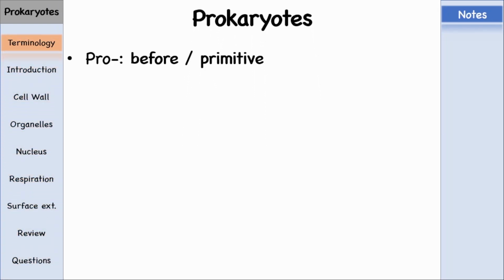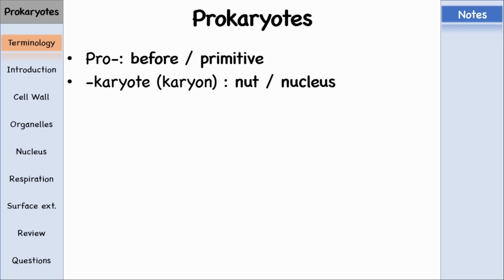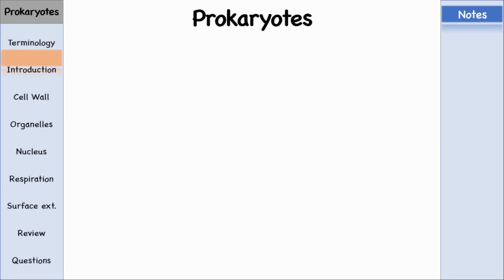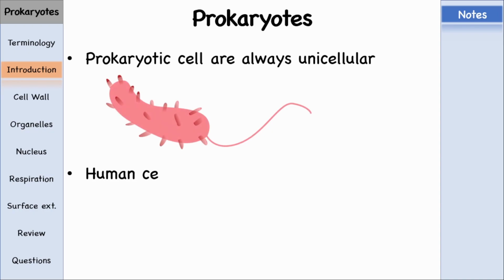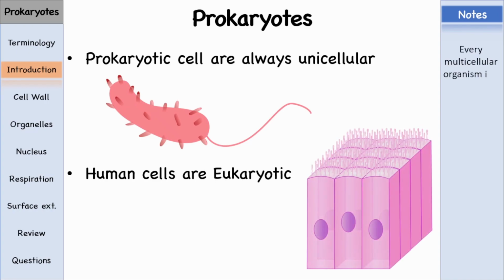Prokaryotes. The term prokaryote comes from Greek. Pro means before, and karyon means nut or nucleus. Human cells are eukaryotic, not prokaryotic. Prokaryotic organisms are always unicellular, which means that the organism is one single cell. But looking at humans, we are made of billions of cells, so we are considered multicellular. And all multicellular organisms have eukaryotic cells.